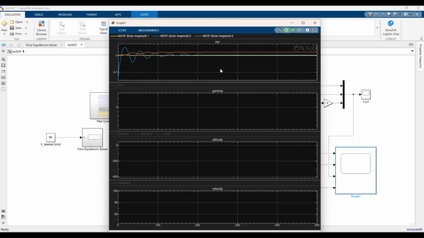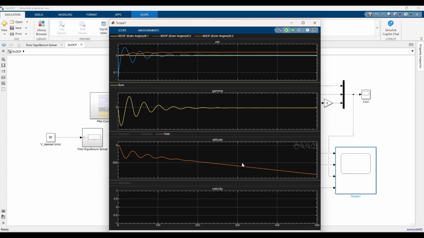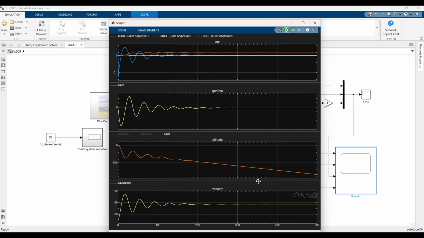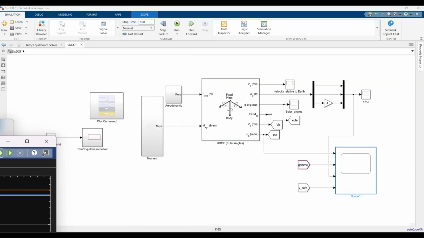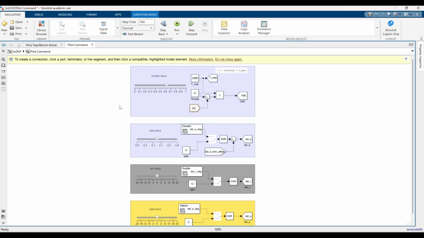So there is that. There is some steady state error, but we will take it. That's not a bad one. Gamma is pretty close to 0. And then altitude is decreasing a little bit, but that's okay for now. We will deal with that when we do our lateral model.